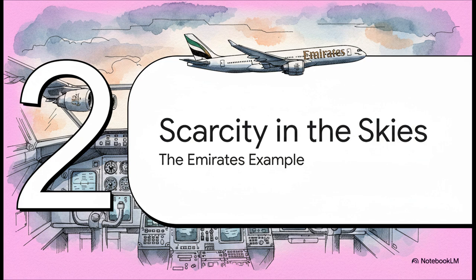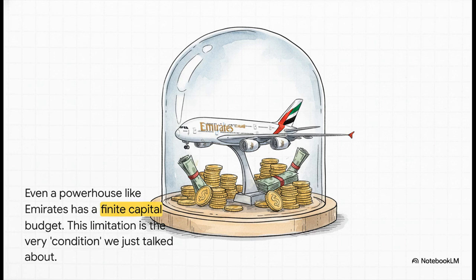That definition is great for the exam, but let's make it feel real. How does this actually apply back to our Emirates example? Excellent question. Let's take this concept and put it right into the cockpit of a real-world airline. Okay, so here's the most important point. Even a financial powerhouse like Emirates has a finite capital budget. What that means is they have a limited, set amount of money they can spend on new aircraft.